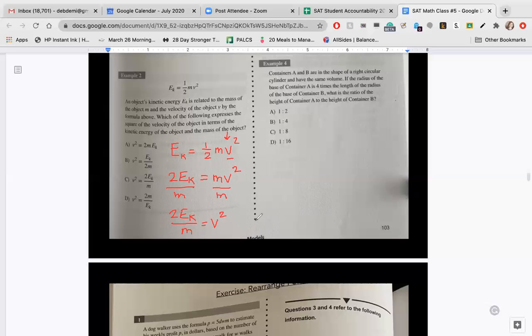Okay, so I did it for you. So here's the equation. We want to get the v squared by itself. First thing I did was multiply both sides by 2. You should always get rid of fractions first. So I multiplied this side by 2 and this side by 2, and we got rid of the 1/2.